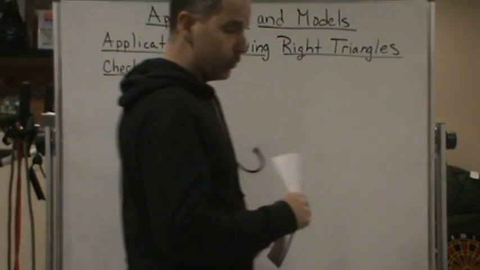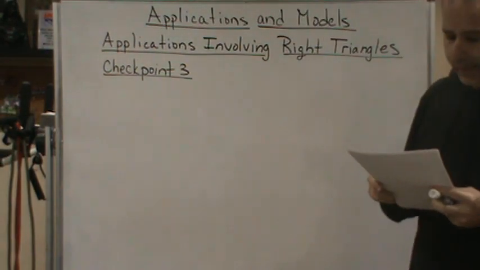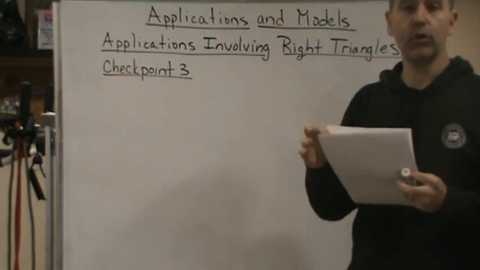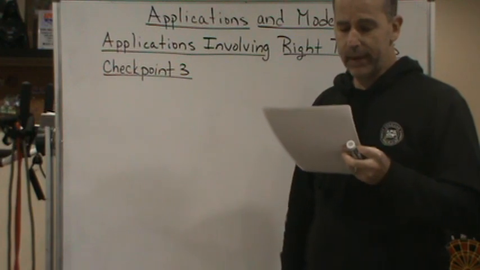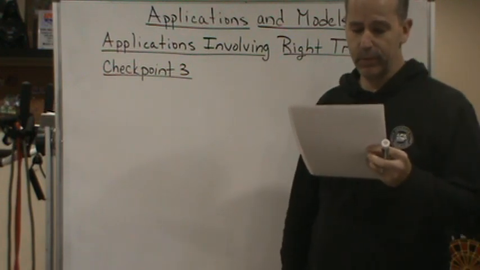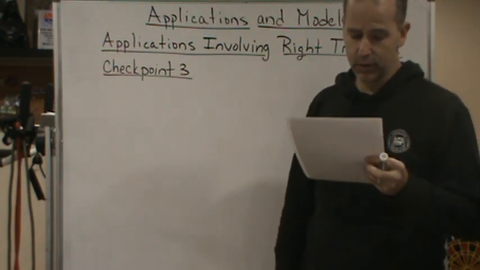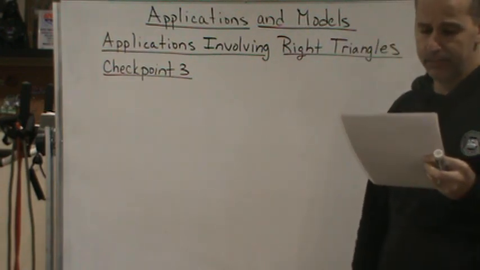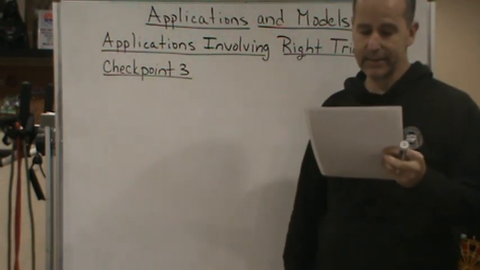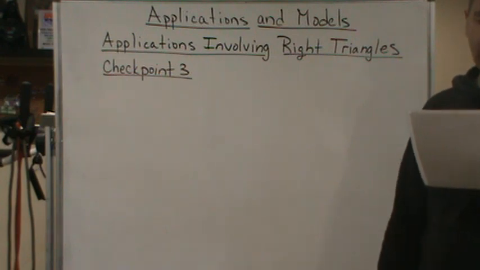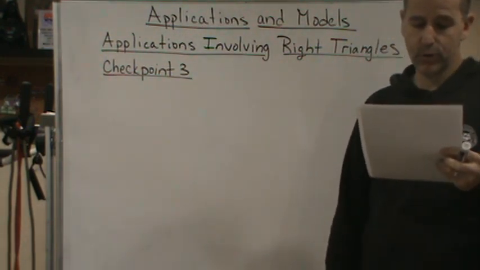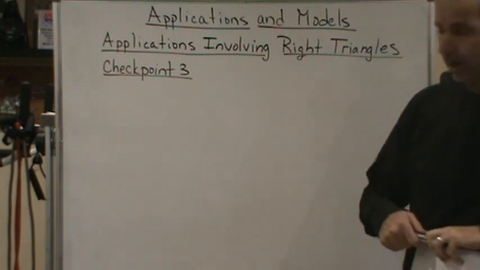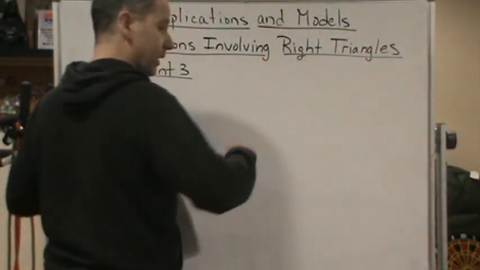All right, now we're going to do checkpoint 3. I'm going to read it to you, then you go ahead and pause, work on it, and come back. It says, at a point 65 feet from the base of a building, the angle of elevation to the bottom of an antenna is 35 degrees, whereas the angle of elevation to the top is 43 degrees. Find the height of the antenna. Round your answer to 1 decimal place. Okay, so now go ahead and pause and come back.